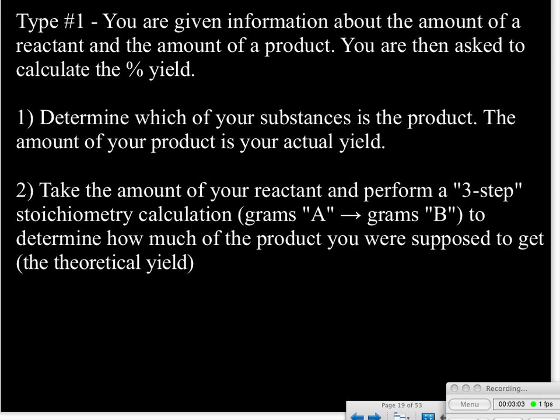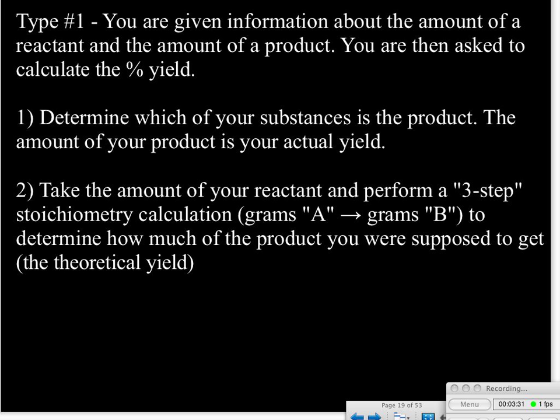What you'll then do is take the number of grams of your reactant, and then you'll perform what I call a standard three-step stoichiometry calculation, where, given how many grams of that reactant, you can calculate how many grams of that product, and make sure it's the same product that's mentioned in the problem, how many grams of that product you're supposed to get. This will be your theoretical yield, how much you're supposed to get according to the theory, according to the recipe.